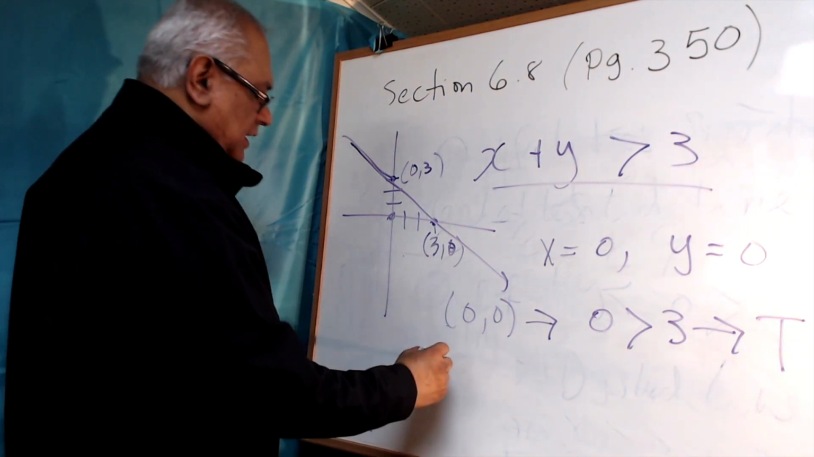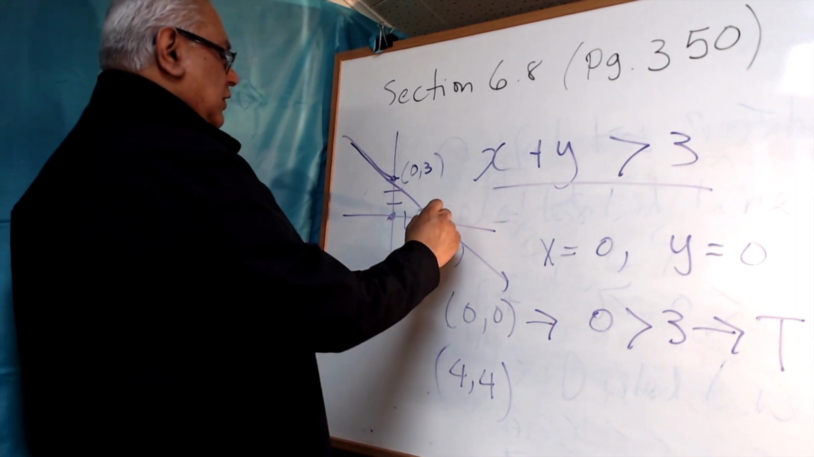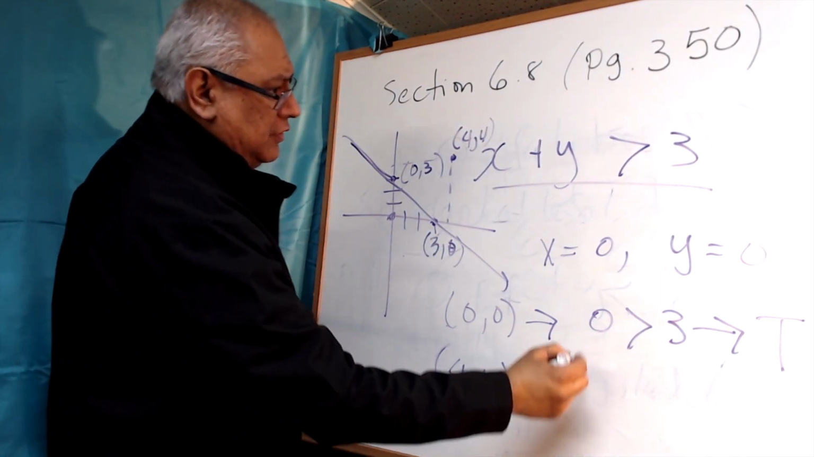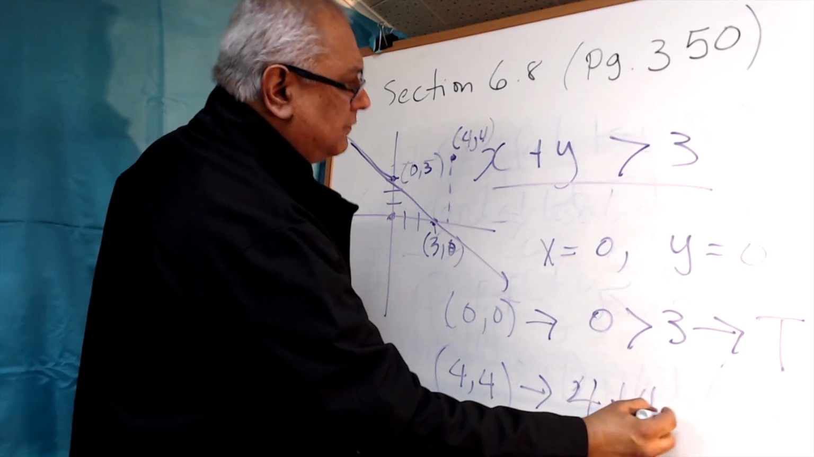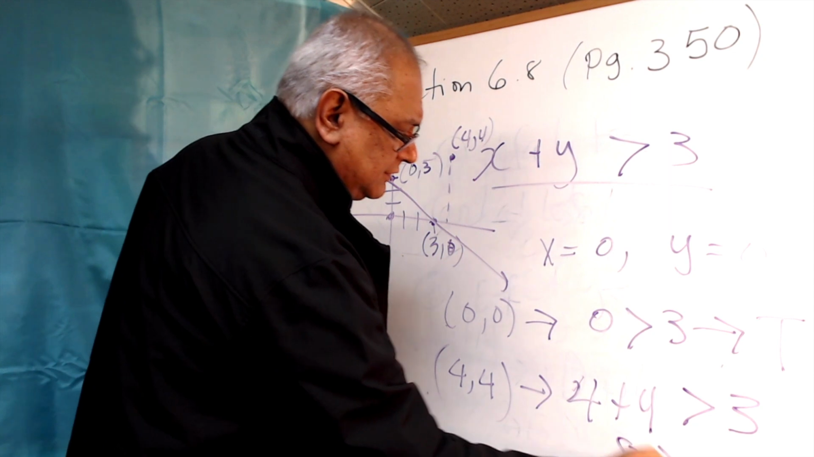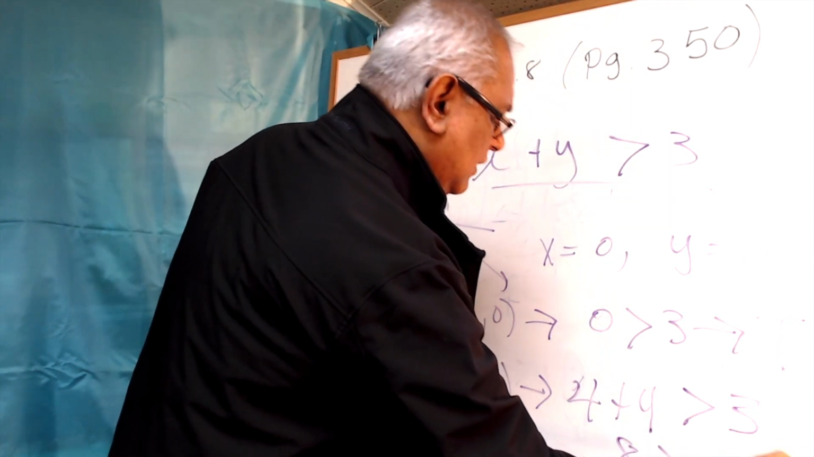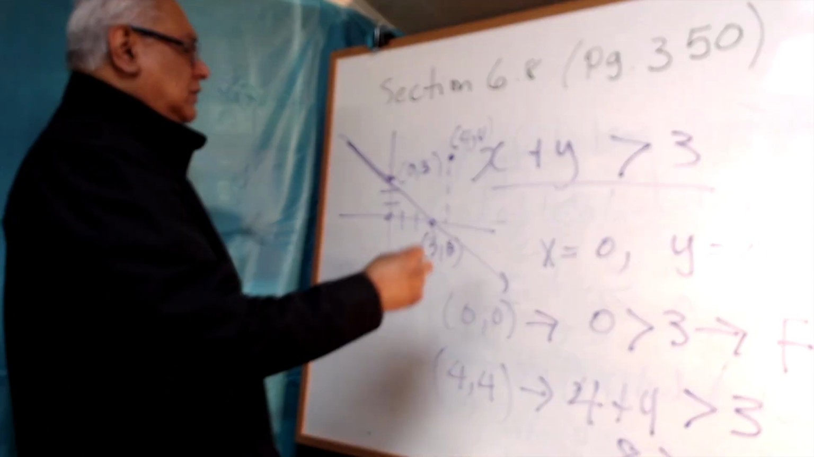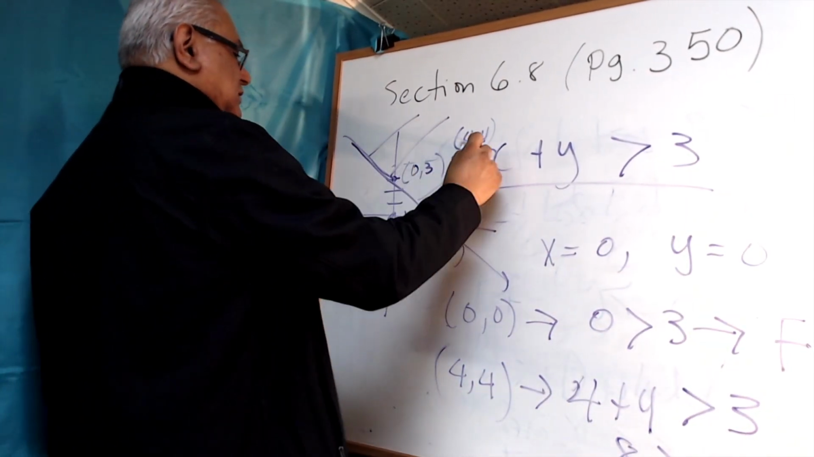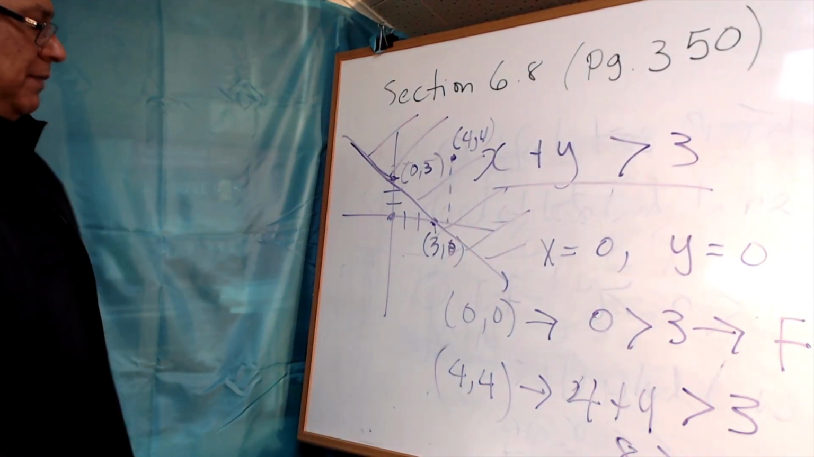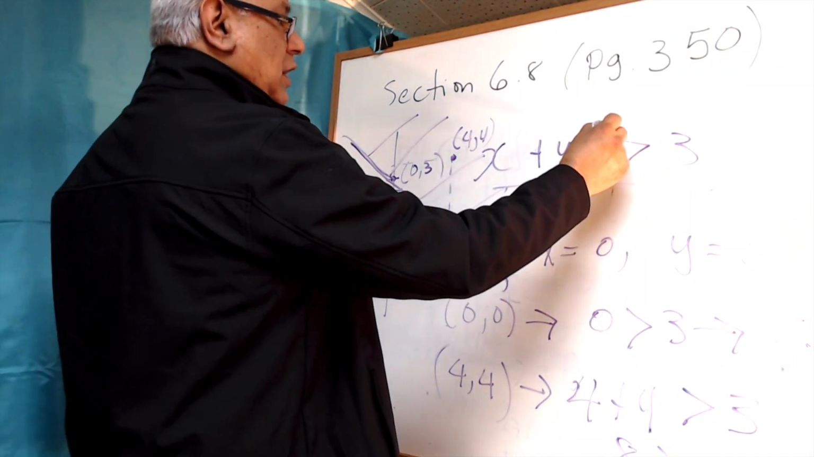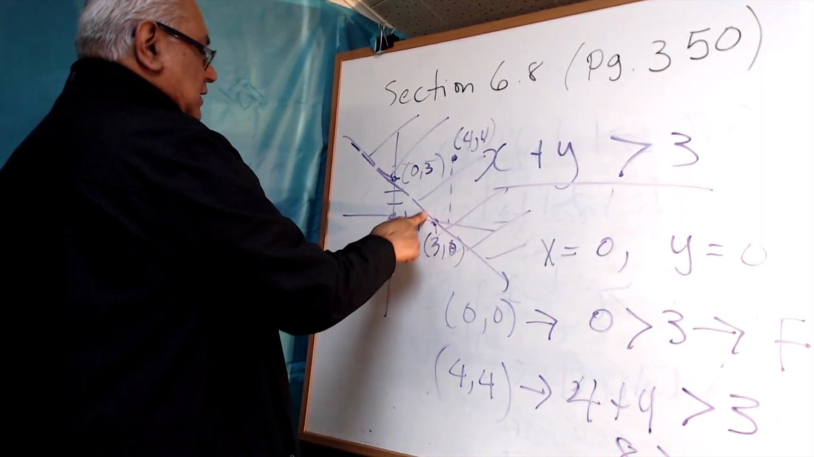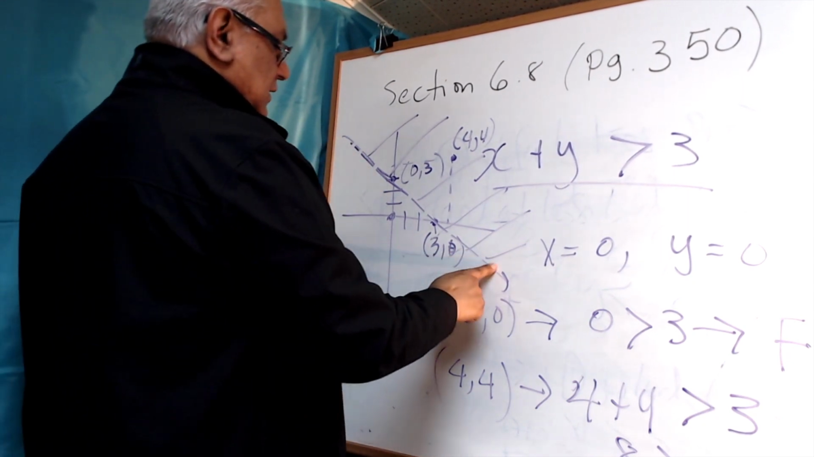Now let's do another test. Let's pick (4, 4). That would be something around here. (4, 4) is another point that we test. 4 plus 4 is 8, and 8 is greater than 3, and this is true. So our solution falls on this side, and to demonstrate that, we draw lines like this. And regarding solid lines, because this inequality is just greater than, the line is going to be a dashed line. So you can make it a dashed line, and that will be the solution to your problem.